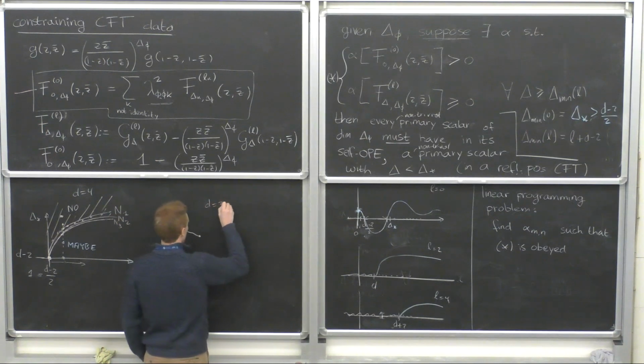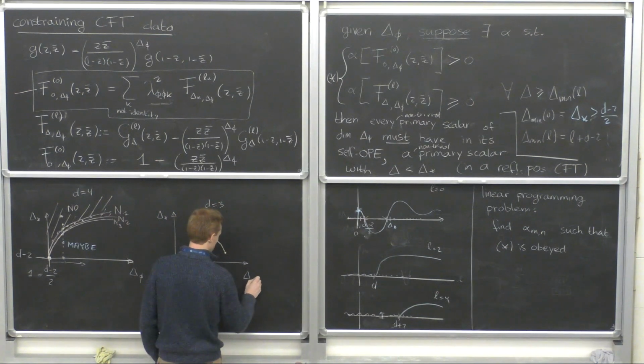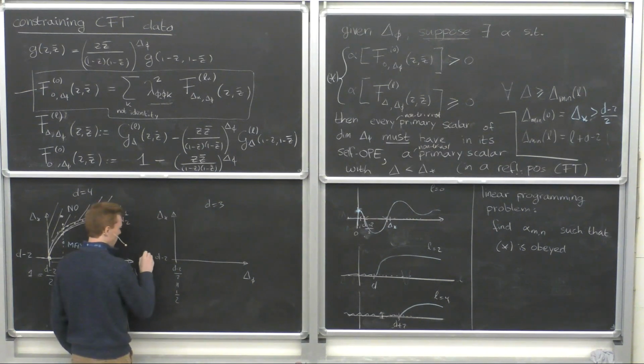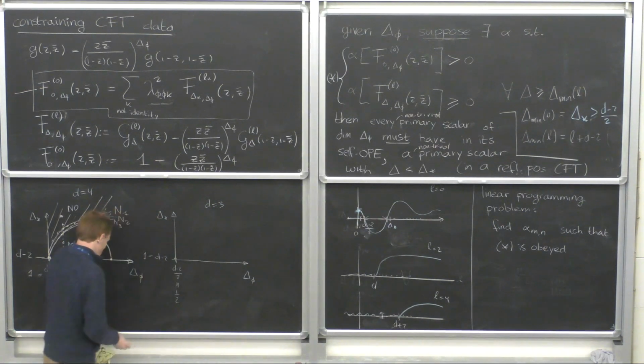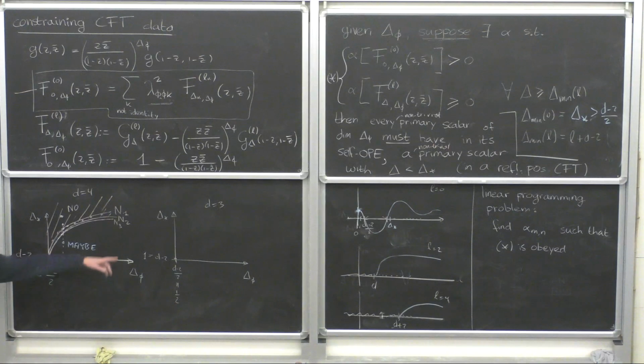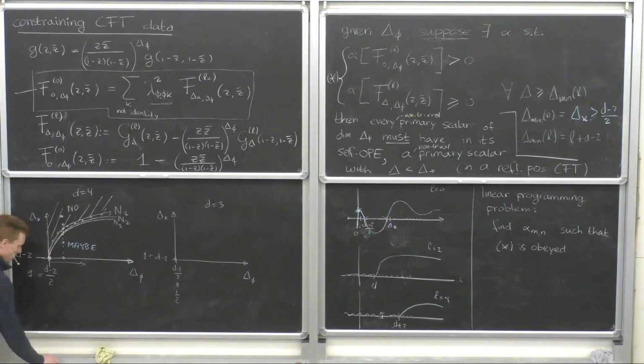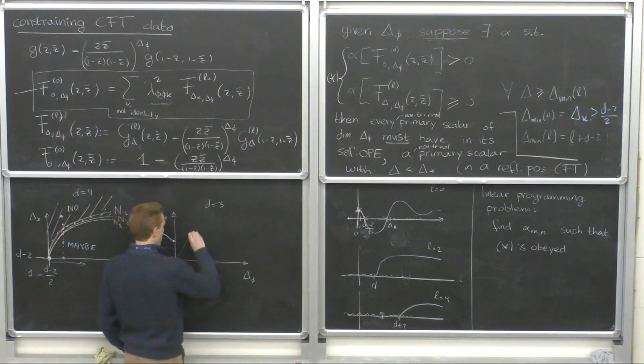Let's do d equals 3. So this is 1/2, this is 1. So people do the same in d equals 3. That took a lot more work because the 4D blocks were known. There were these hypergeometric functions. The 3D blocks were not known, so people had to work. But what you find is this magical curve that looks a bit like this.